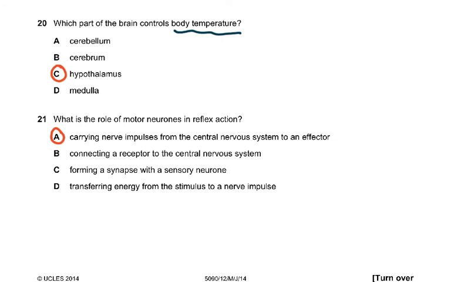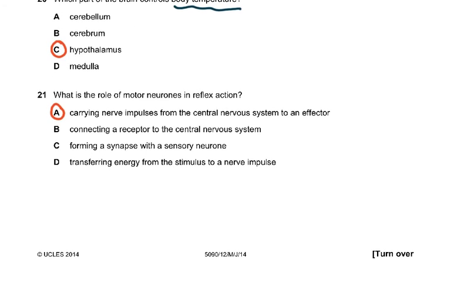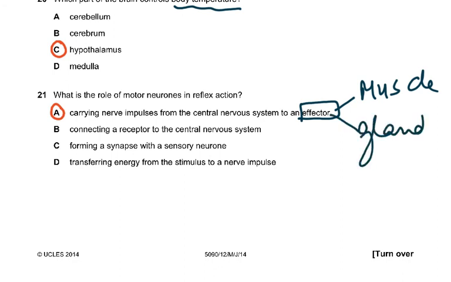Then 21, what is the role of motor neurons in reflex action? They carry nerve impulses from the central nervous system to an effector, and that effector can either be a muscle or a gland. I can change this question and I can give it not an effector, I can say muscle and gland, and you are going to have to give that as the correct answer. Connecting a receptor to the central nervous system, that's a sensory neuron, forming a synapse with a sensory neuron, that could be possible, but its role is not that in a reflex action. And transferring energy from the cells, that's rubbish.